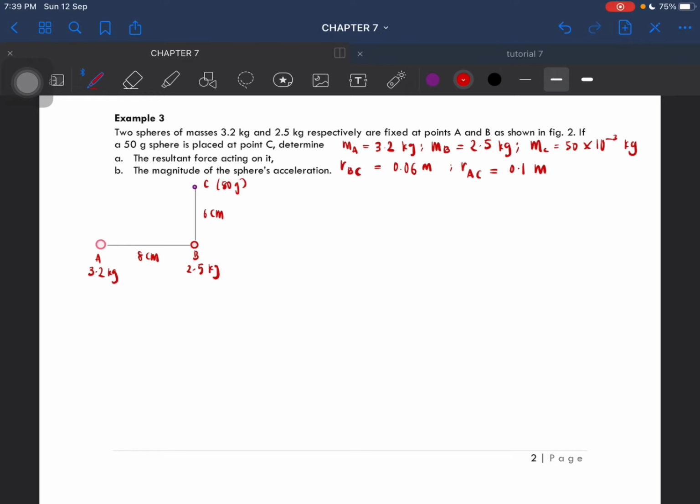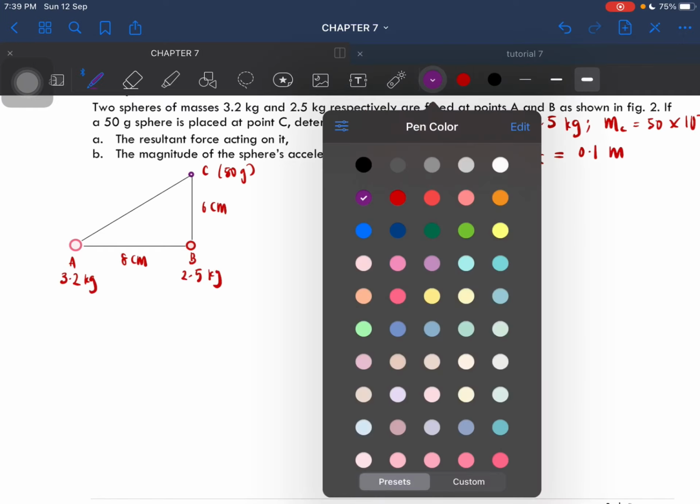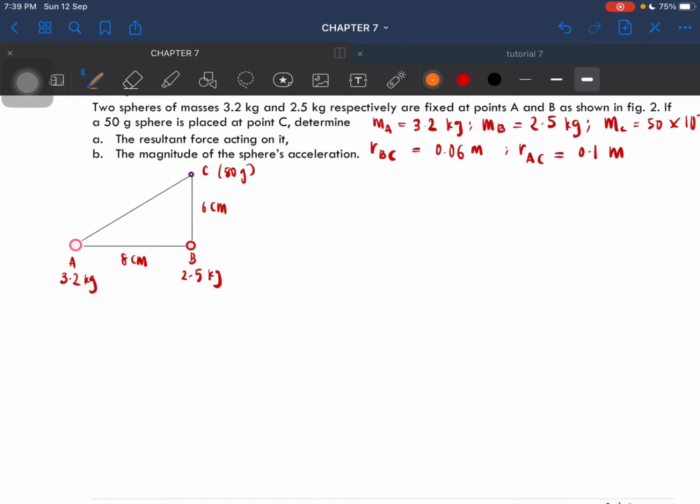So now we have to consider the resultant force at point C. In order to do that, we have to determine the arrows for point C. For point C, the arrow for the force due to mass A is pointing towards mass A. For mass B it is the same, pointing towards point B. So this is FA, this is FB.